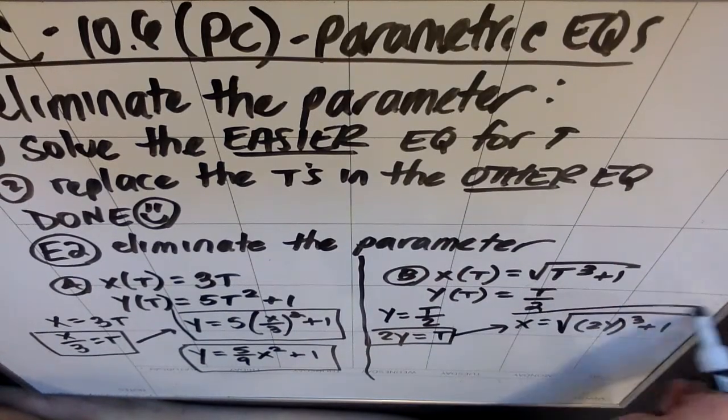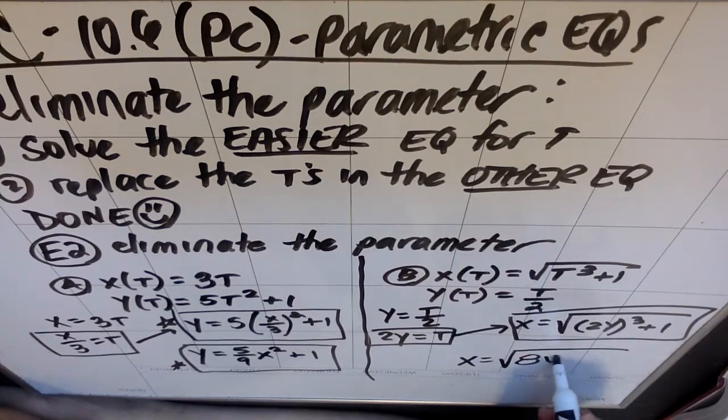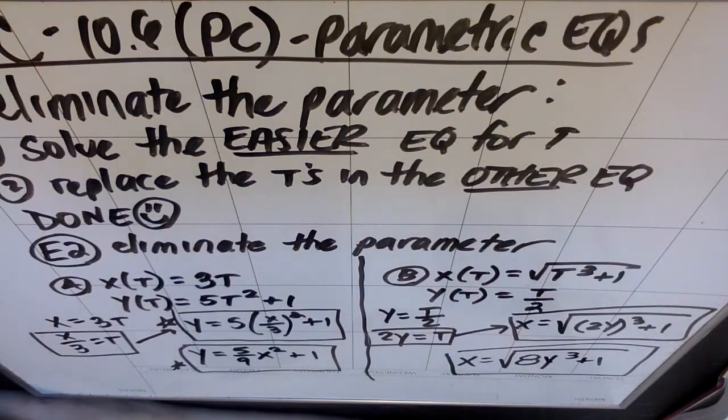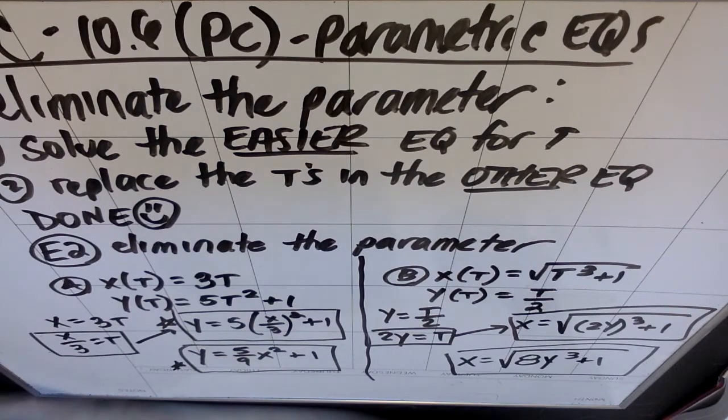Now that answer is technically correct. That's my answer. So here, that answer is fine. If you want to distribute the cubed, you'd get an 8y cubed inside there, so you'd get x equals the square root of 8y cubed plus 1, and that's also fine. But again, your primary job is just to get rid of the t stuff and write an equation where you only have x's and y's.